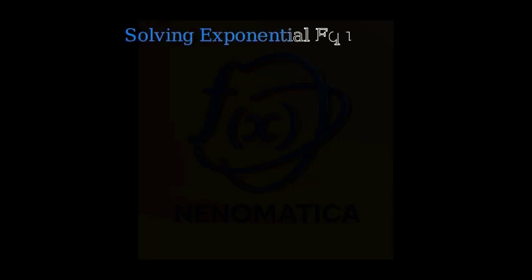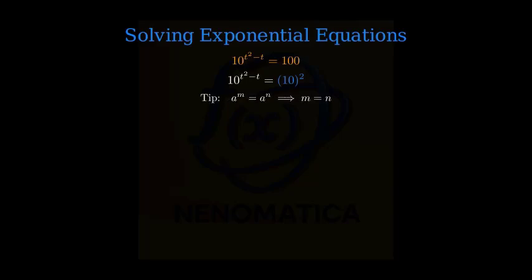Let's solve exponential equations. Today, we'll solve the equation 10 raised to the power of t squared minus t equals 100. The first step is to rewrite 100 as 10 squared. This gives us 10 raised to the power of t squared minus t equals 10 squared. When we have the same base on both sides of the equation, we can set the exponents equal. This is a key property of exponential equations. If a raised to the power of m equals a raised to the power of n, then m equals n. So we get t squared minus t equals 2.